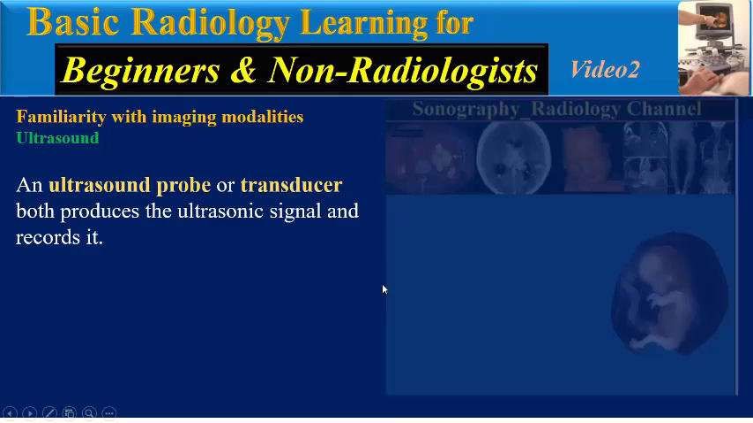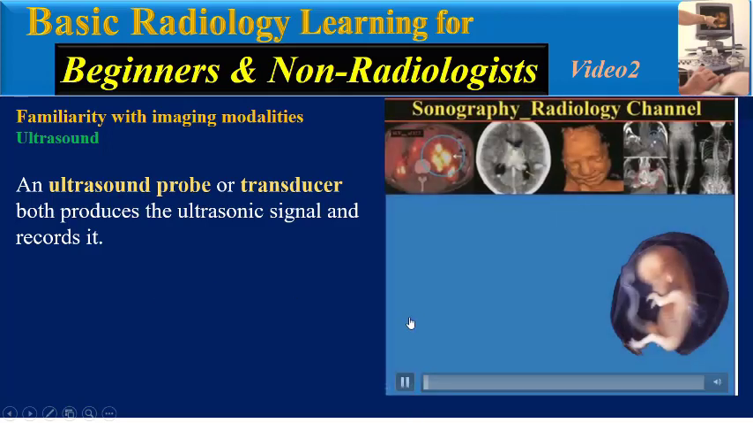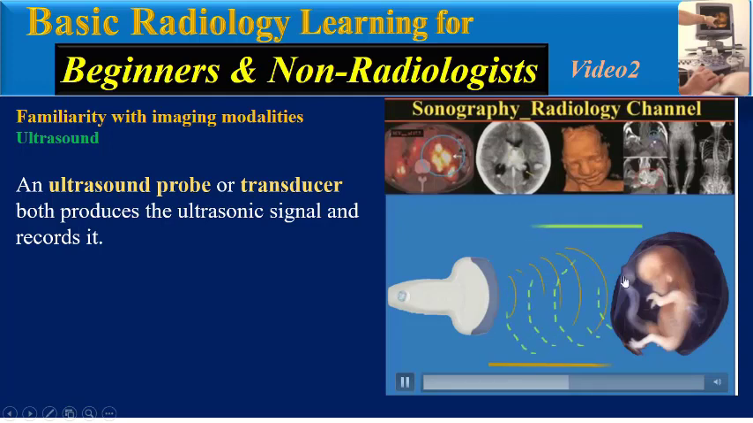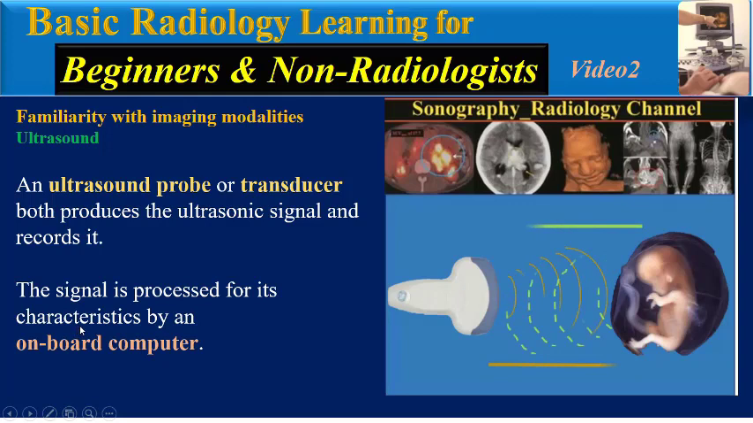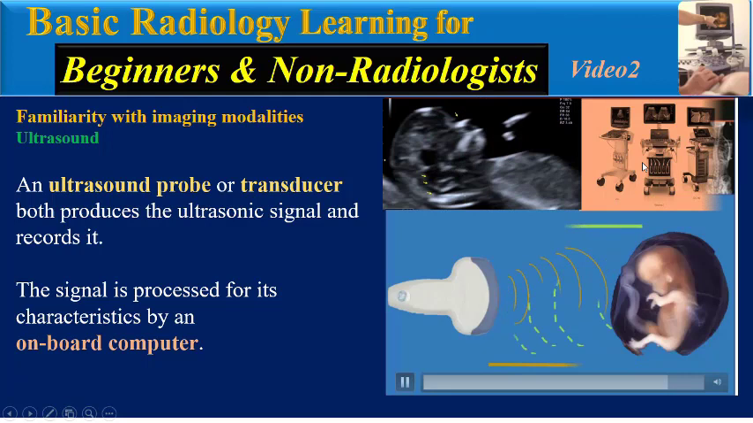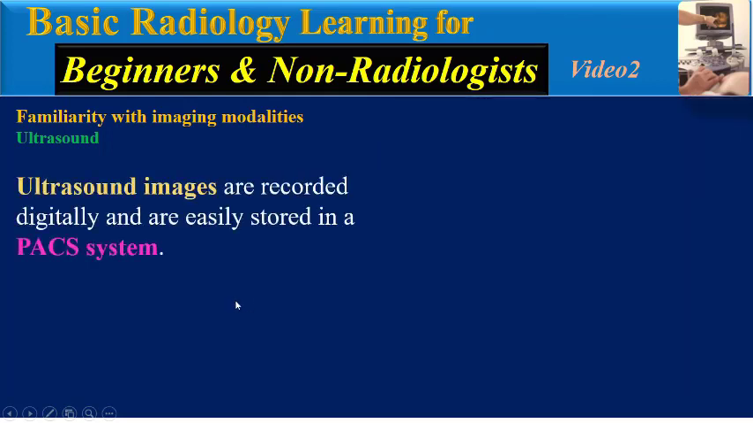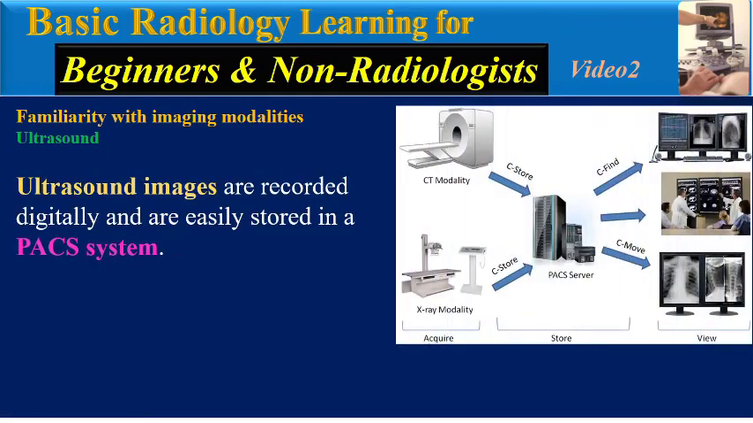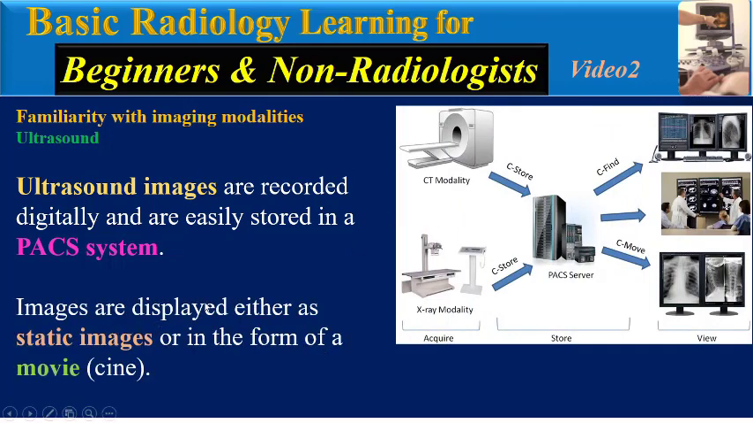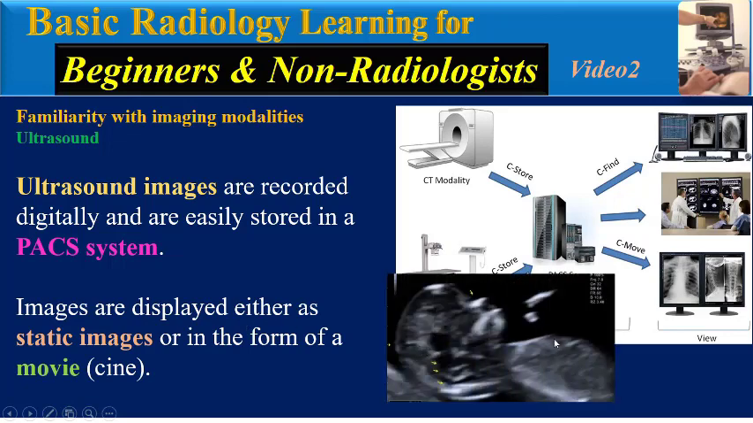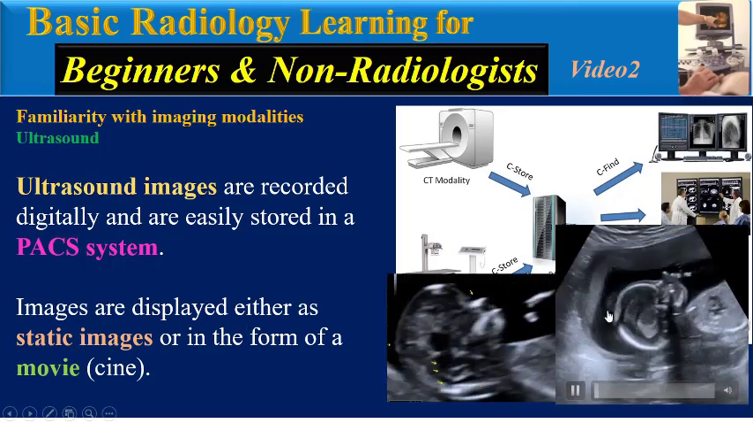An ultrasound probe or transducer both produces the ultrasonic signal, which encounters the object, and records the reflected waves from the object, as you can see in this clip. The signal is processed for its characteristics by an onboard computer. Ultrasound images are recorded digitally and are easily stored in a PACS system. Images are displayed either as static images or in the form of a movie, as you can see in this clip.